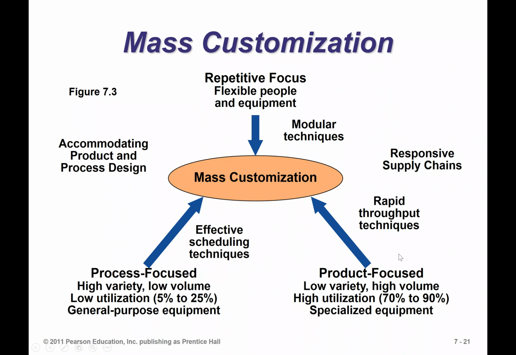So, as we said, this is the process of choice, basically. Everybody wants to get to that. So the repetitive focus wants to get to mass customization. The process focus wants to get to mass customization. Product focus, everybody is going to mass customization, right? So that's what everybody is striving towards. It makes more sense that way. All right.